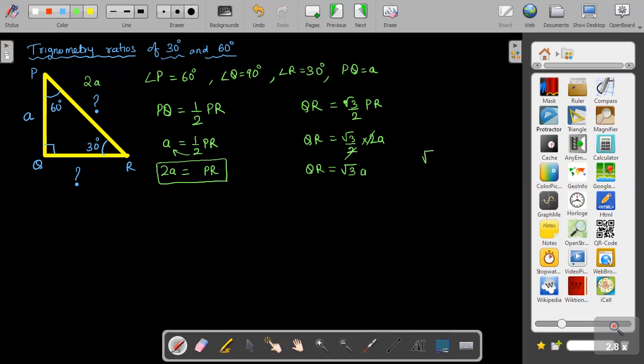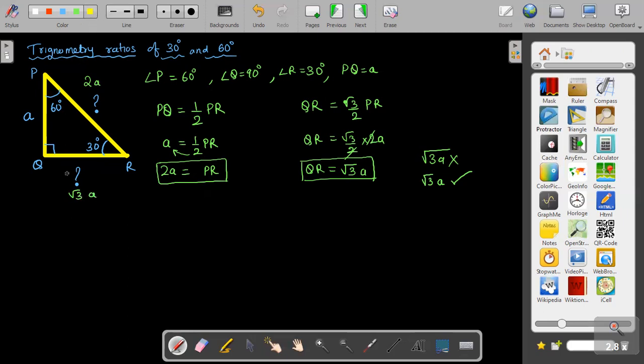Now remember this point, students. Some students write it like this. This is wrong way of writing. Make sure that you are writing √3. The root sign is only for 3 and A is outside of that. In hurry, don't write the root sign for A also. It will be wrong. Okay. So the correct way is write like this. So from this, you people already know now that QR value is √3 times A.